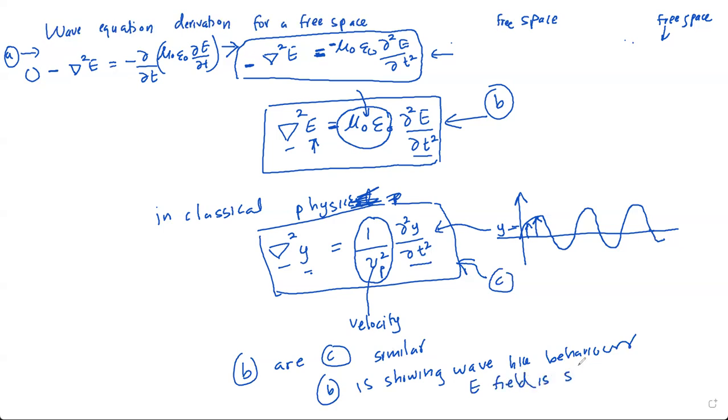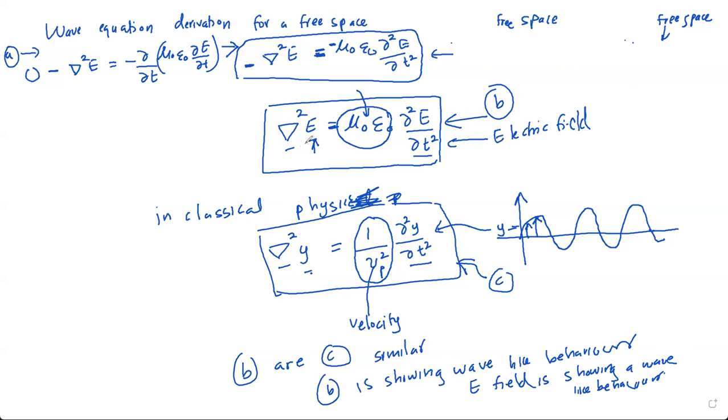showing a wave-like behavior, right? The E field is showing a wave-like behavior. So we can say that E, the electric field, is moving. The electric field is showing a wave-like behavior. It is moving as a wave, right?